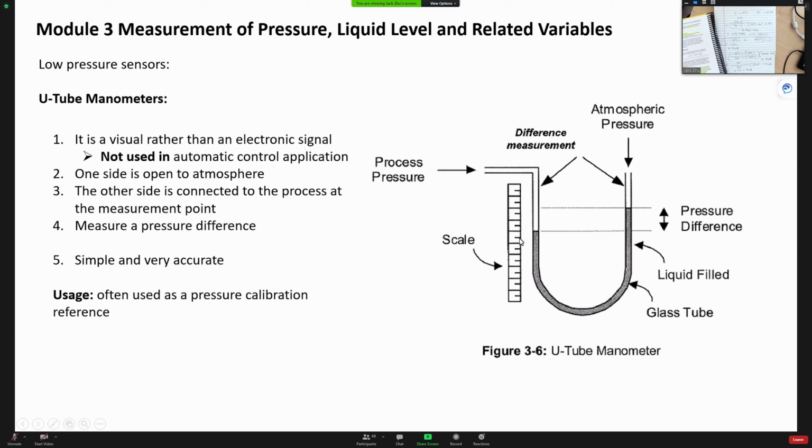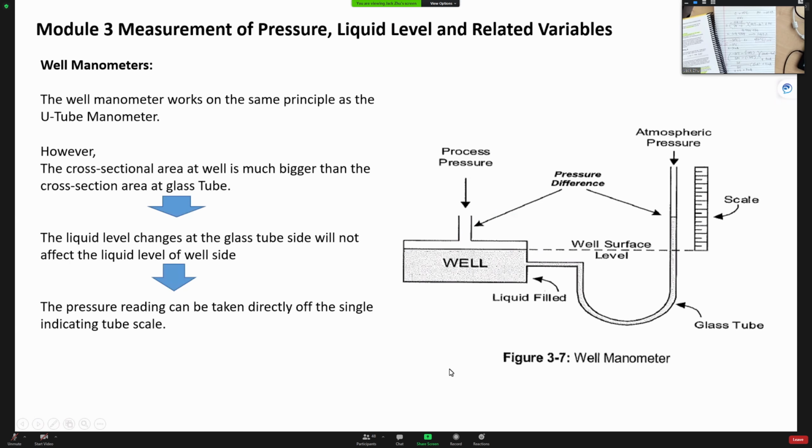Not like the one before. With this one, you actually have to read the liquid level on both sides to find the difference as the pressure. But the one here, you can just read directly from this scale.